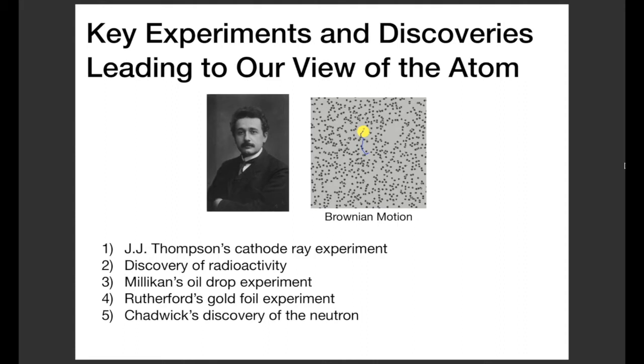Einstein's theory of Brownian motion put to rest once and for all if atoms are real or not. The theory only worked by assuming that atoms and molecules exist. Key experiments that led to our further understanding of the atom included J.J. Thomson's cathode-ray experiment, the discovery of radioactivity, Millikan's oil drop experiment, Rutherford's gold foil experiment, and then Chadwick's experiments in which he discovered the neutron. In this video, we'll be discussing J.J. Thomson's cathode-ray experiment and Millikan's oil drop experiment, which led to insight into the nature of the electron.